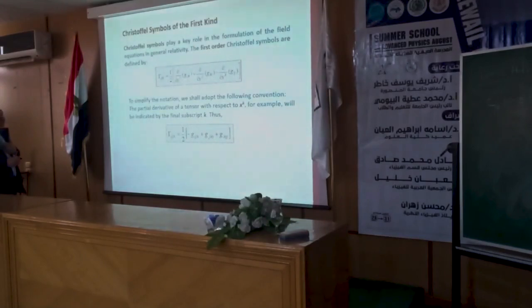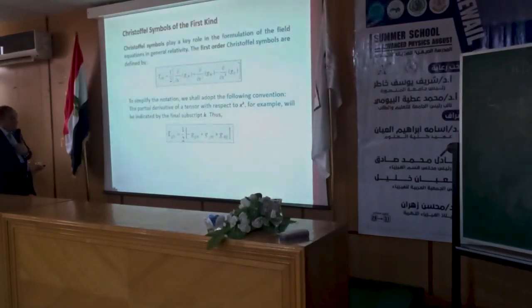See, I will take this one. This is partial by partial k, and this is minus partial k. I put the k here, the third letter. So this quantity means partial g_ik by partial x_k.